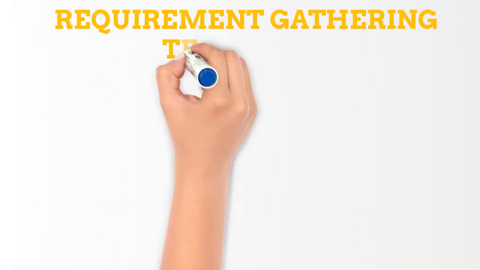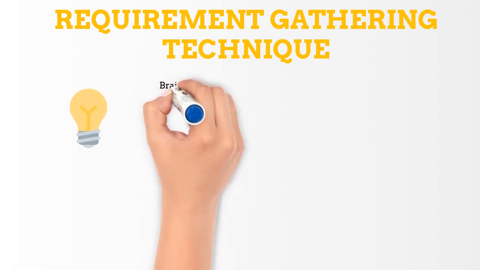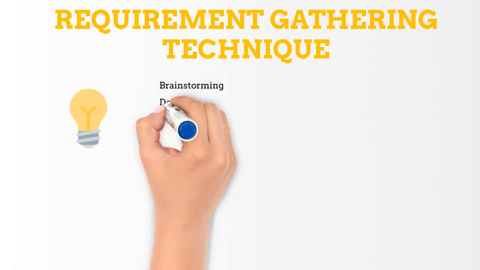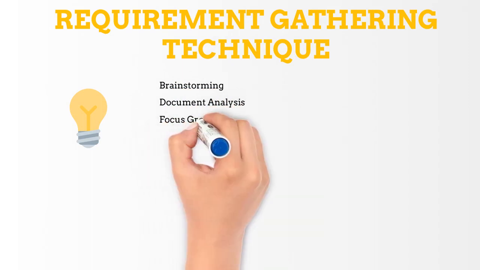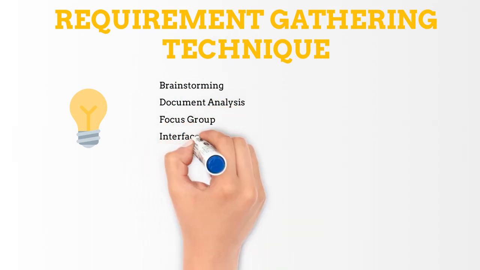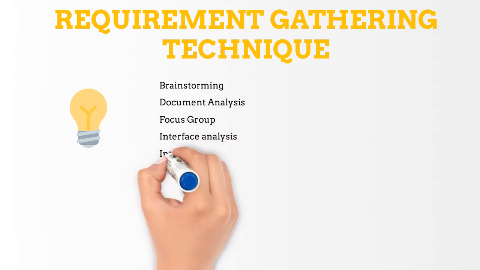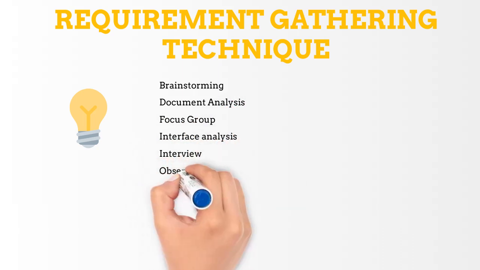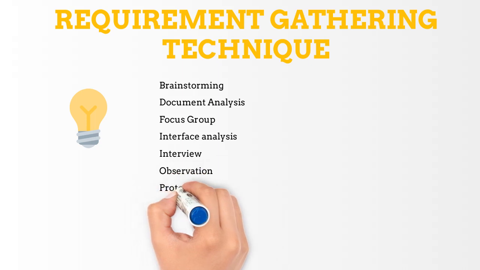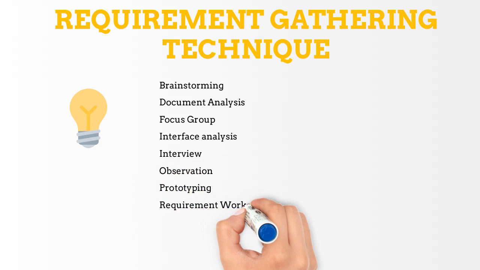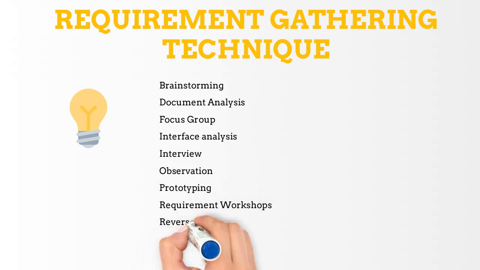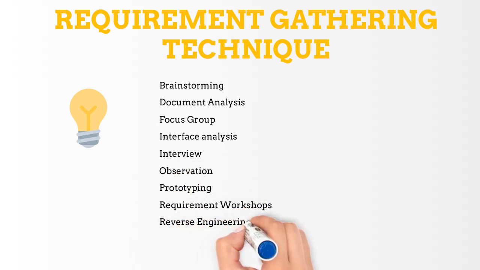Now, let's try to understand the requirement gathering techniques. Following are the different techniques used to gather requirements. First is the brainstorming technique. Second is document analysis. Third one is focus group. Fourth one is interface analysis. Fifth one is interview. Sixth one is observation. Seventh one is requirement workshop. Eighth one is prototype. And the last one is reverse engineering.